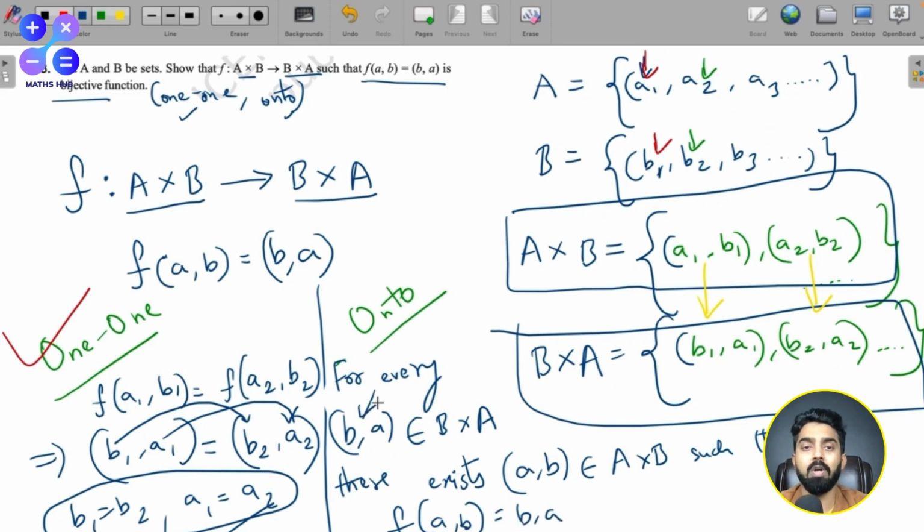So for every b comma a, we need to check if there exists an a comma b. Obviously it does. For every b comma a, you can bet that there will be an a comma b. For b1 comma a1, you'll have an a1 comma b1. For b10 comma a10, you'll have an a10 comma b10. So that's how the set has been defined. For every image in the codomain, you will have one and only one element in the domain which will satisfy the function condition. So this is an onto function. And if it is one-to-one and onto, the function is said to be bijective.